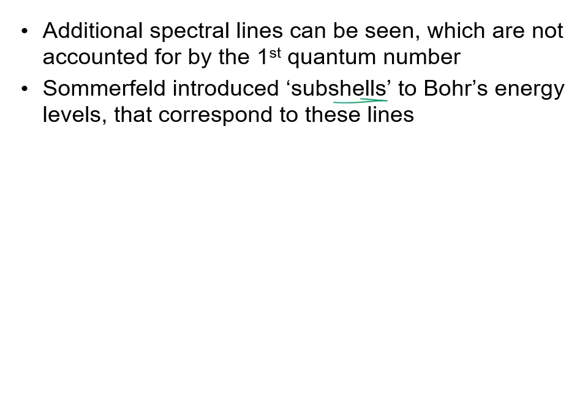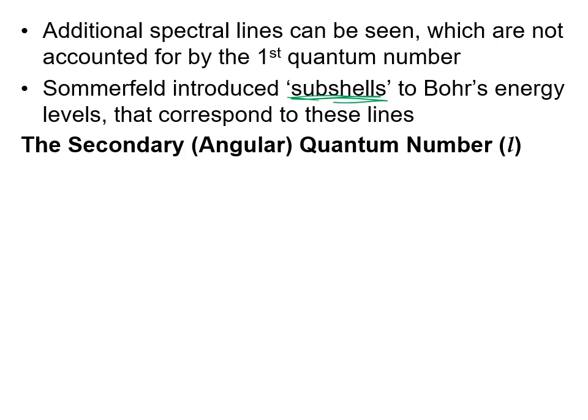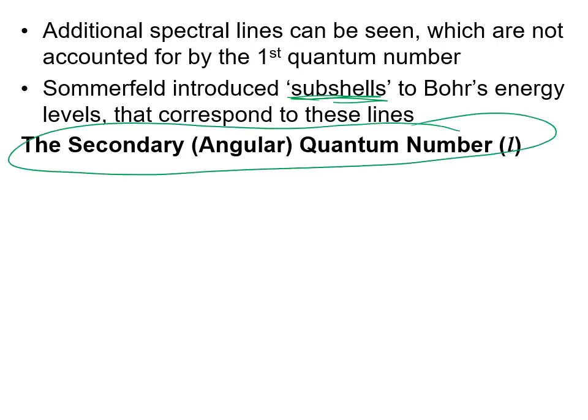So essentially, there is the introduction of these subshells. You can think of them as being little energy levels within a particular energy level. So, subshells within a shell. This is the second bit of information that we're going to be describing about an electron's position. The first one is which shell it's on, and the second one is which subshell it is on. Briefly describing it, this is the secondary angular quantum number. It has its own little symbol, which is a lowercase italicized L.